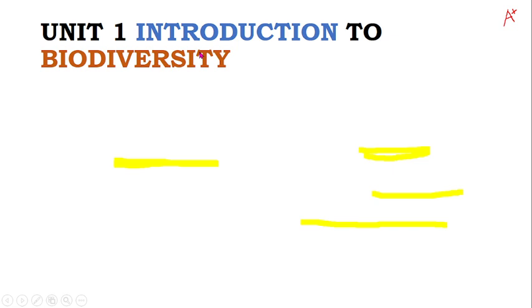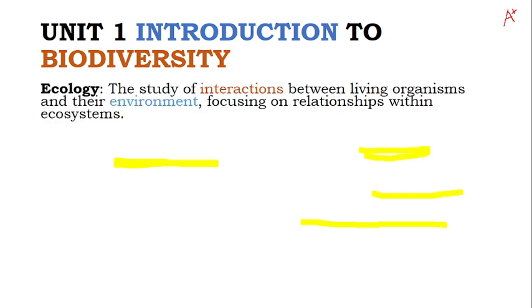This biodiversity is studied in the science called ecology. Ecology is the study of interaction between living organisms and their environment, focusing on the relations within the ecosystem. So when they ask you what is ecology, two words are supposed to be there: number 1, interaction or relationship, and the environment. So ecology is a science which studies the interaction of living organisms within their environment.